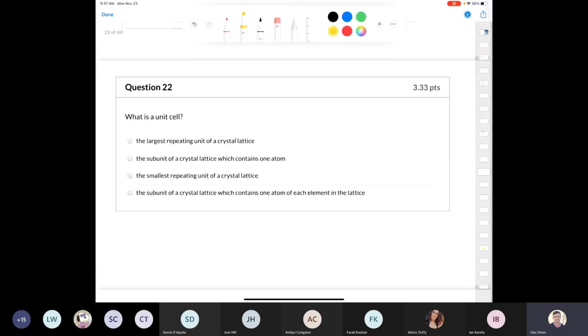Number 22, this is a definition I told you you have to be aware of. A unit cell is the smallest repeating unit of a crystal lattice. So smallest repeating unit of a crystal lattice. I told you you have to know the simple cubic, the body-centered cubic, and the face-centered cubic. I told you you have to know about those, specifically those three unit cells only.